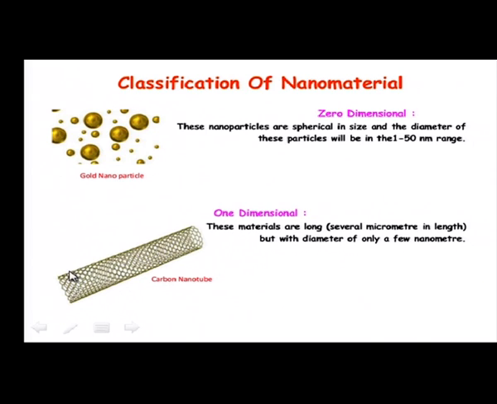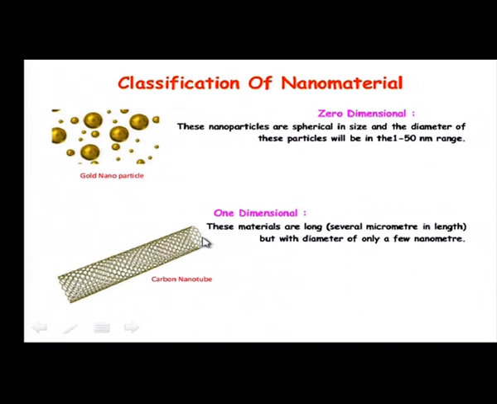So, what is a carbon nanotube? A carbon nanotube is a nanomaterial which is made up of carbon and carbon alone, and its structure is cylindrical or tubular. Therefore, the best example for a 1 dimensional nanomaterial is a carbon nanotube, and these materials are long, micrometers in length.